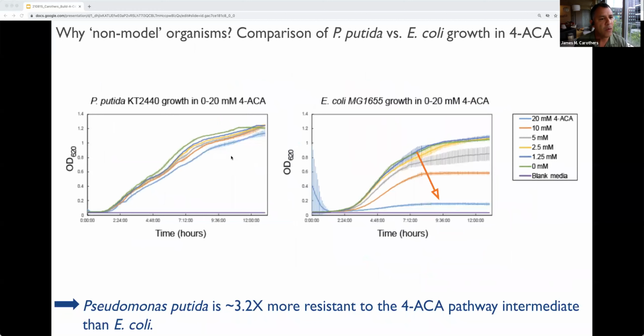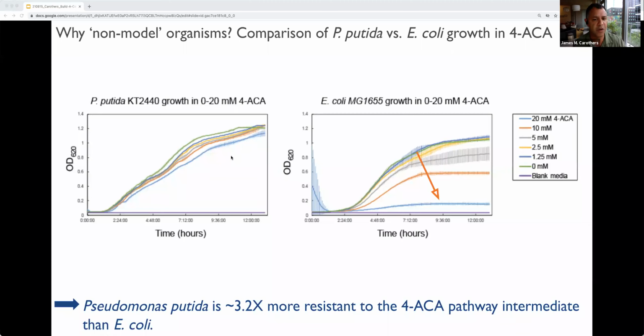Now, this is a simple experiment. All we're going to do is add increasing amounts of p-aminocinnamic acid. That would be a product of this pathway, or one of the final intermediates in this biosynthesis pathway, to cultures that are growing in the presence of E. coli or Pseudomonas putida. So Pseudomonas is on the left-hand side.